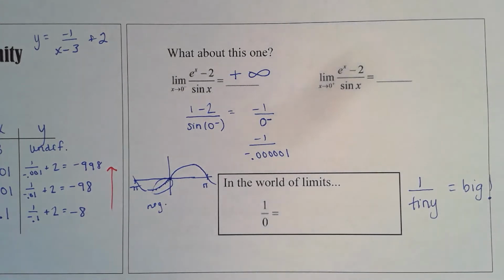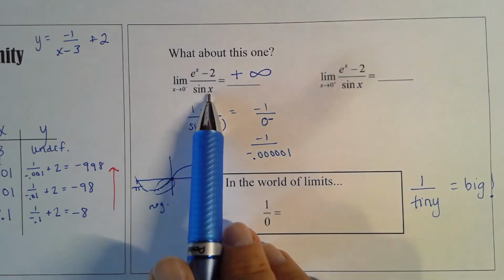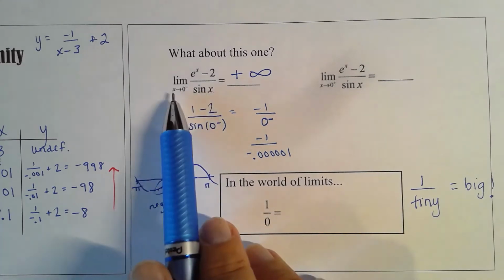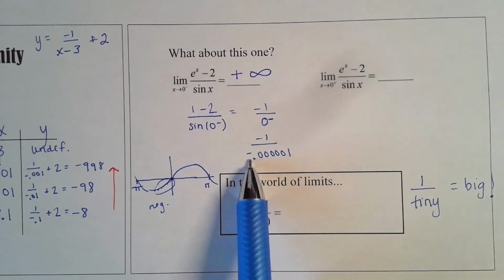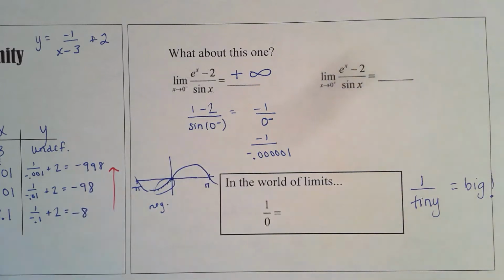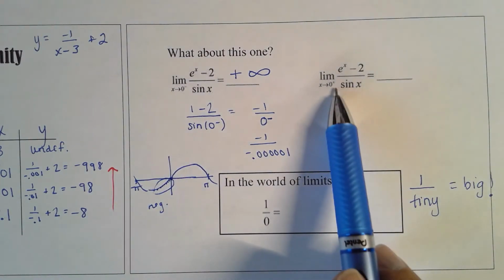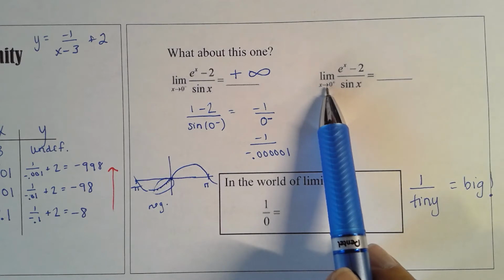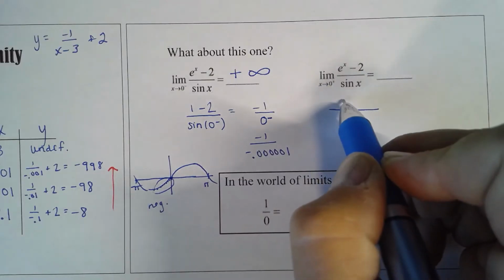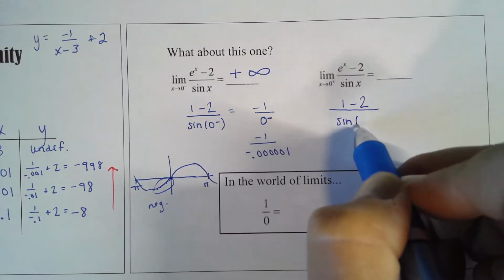Okay. I'm pausing to let that sink in. Right? So again, we could not technically plug in the 0, but because they were asking from the left, we said, well, okay, it's something really close to 0, but it's going to be negative, and that got us to where we were here. Let's talk about from the right-hand side. From the right, same function. So it's not going to be a problem on the top. I'm still going to have 1 minus 2.